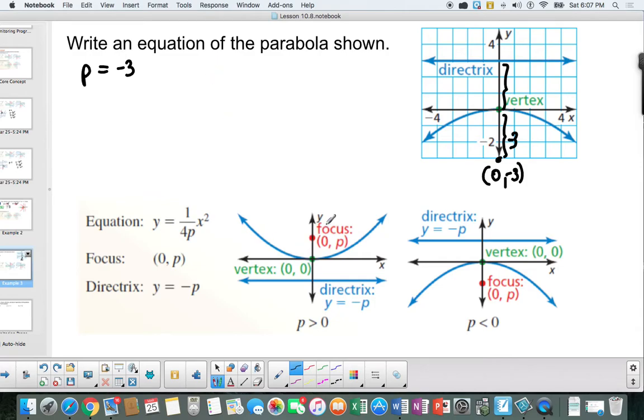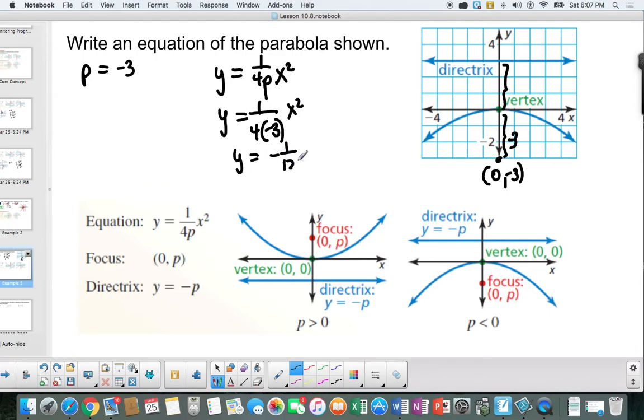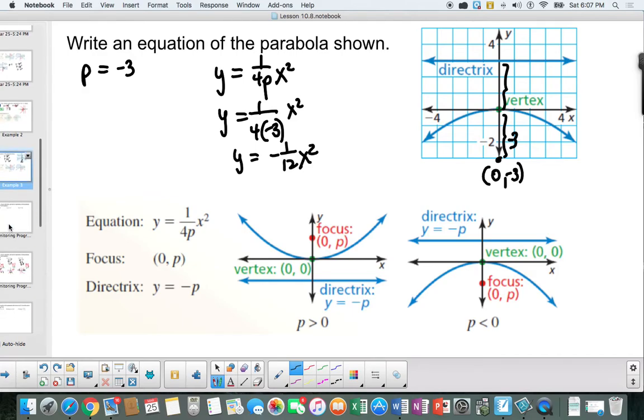I know this is an up or down, so I know it has this format. Y is equal to 1 over 4p x squared. Y is equal to 1 over 4, and my P is negative 3 x squared. Y is equal to negative 1/12 x squared. And that makes sense because you have to have that negative in order for the parabola to go down. So that makes sense. Okay, your turn.